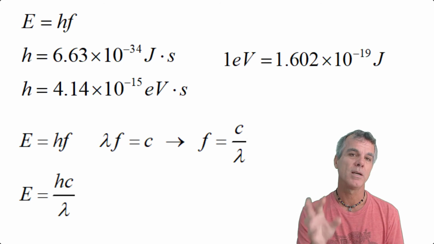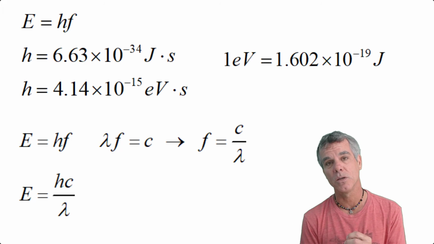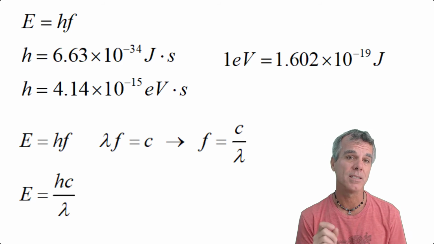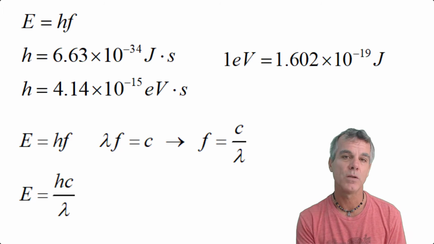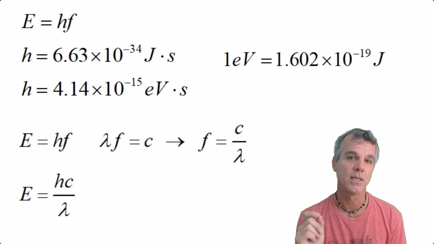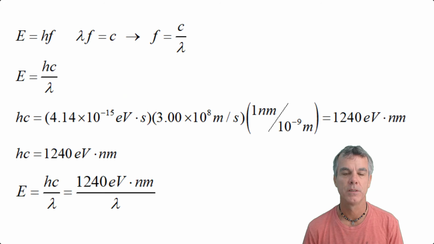Now, because this quantity hc comes up so often, there's a very useful shortcut you can use, and that shortcut is that the value of hc is equal to 1240 electron volt nanometers. Let's take a quick look at where that comes from.